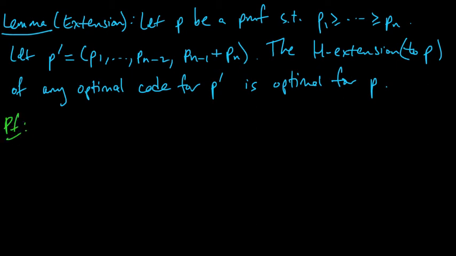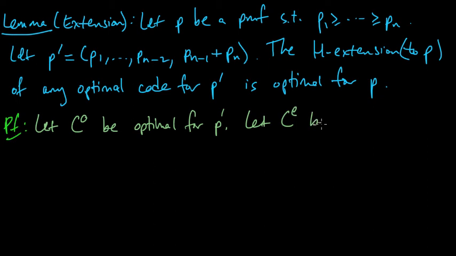So let's prove this guy. Proof. So what do we need to do? We need to take any optimal code for P prime, and we need to take its H extension and show that that's optimal. So let's get started. We first need to let CO be optimal for P prime. And then we need to let CE be its Huffman extension, its H extension to P. And our goal is to show that CE is optimal.